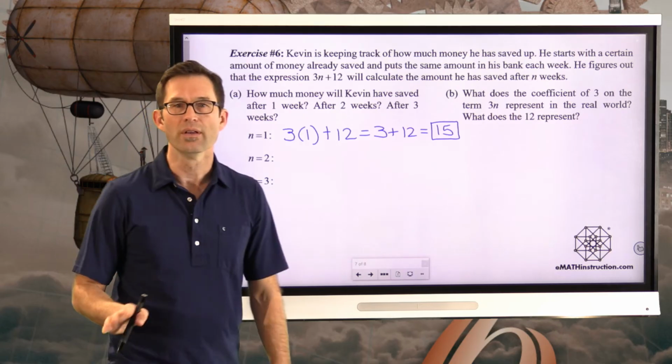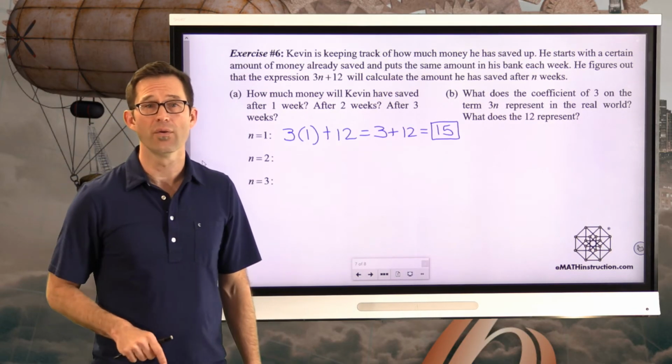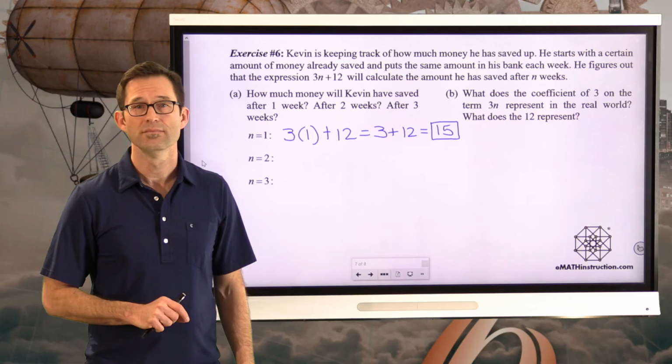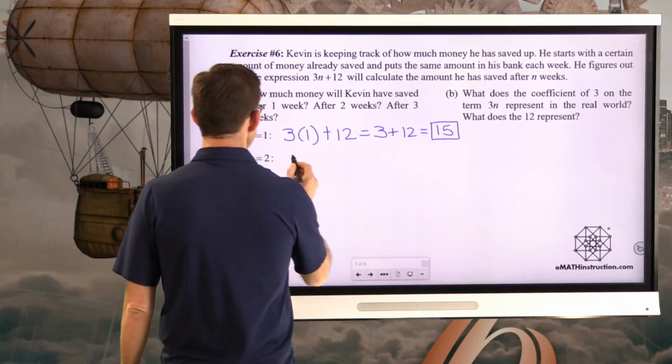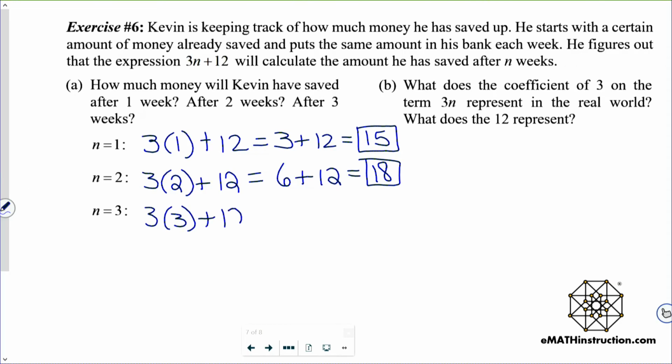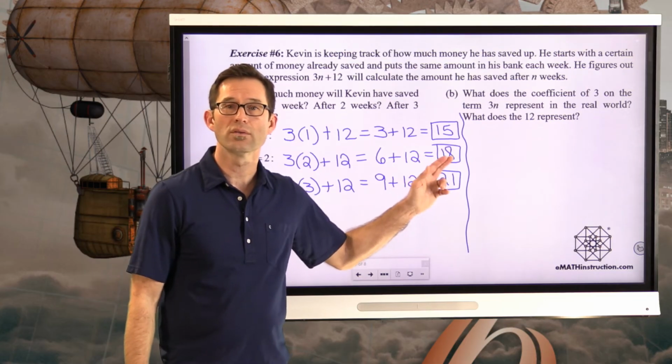Right? Surely you can do 2 and 3 on your own, so pause the video now and take a few moments to do that. All right, let's do it. So again, this is sort of, as I like to put it, same song, second verse. We're going to put the 2 in for n, 3 times 2, we have to do that first, gives me 6. 6 plus 12 then is 18. Then when I put 3 in, I'll get 3 times 3, which is 9. 9 plus 12 is 21. Right? And so that's how much he saved after 1 week, 2 weeks, 3 weeks.